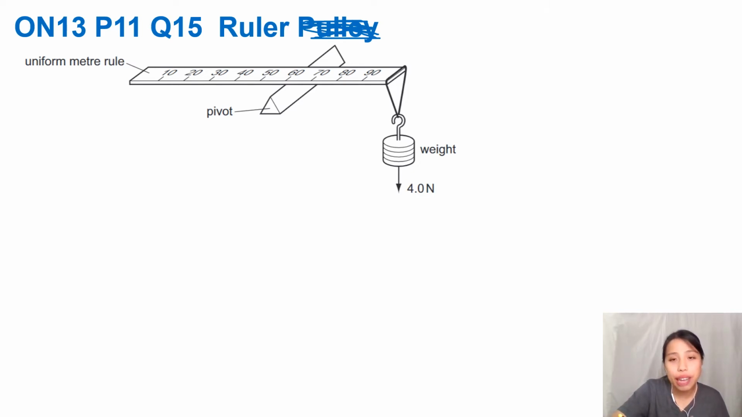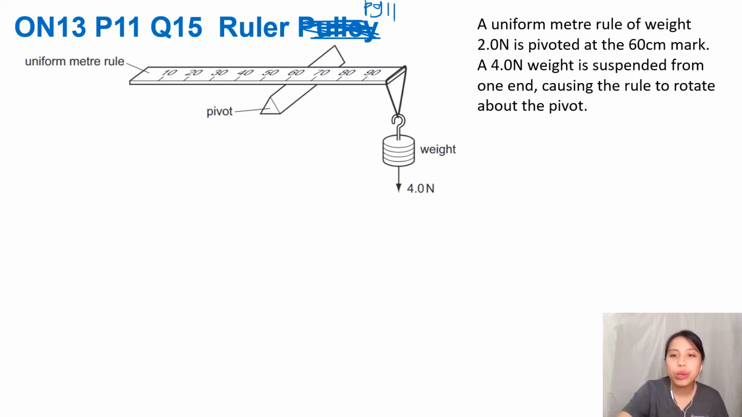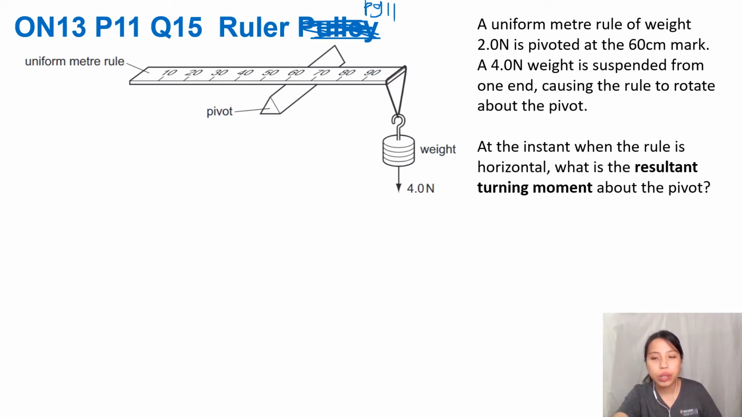This is on page 11. If you have the handout and want to try it out as well, you can pause the video and do it ahead of me. But the question goes like this. You have a ruler pivoted with that triangle thing. A 4 Newton weight is suspended, causing it to rotate. At the instant when it's horizontal, what is the resultant turning moment about the pivot? So you have the ruler that will start to rotate, but at the moment when it's horizontal, they're asking you what is the turning moment. Torque. So let's look at the diagram first.